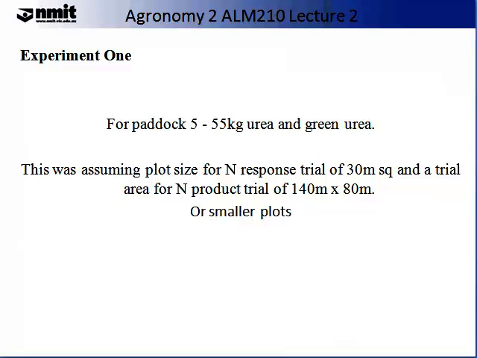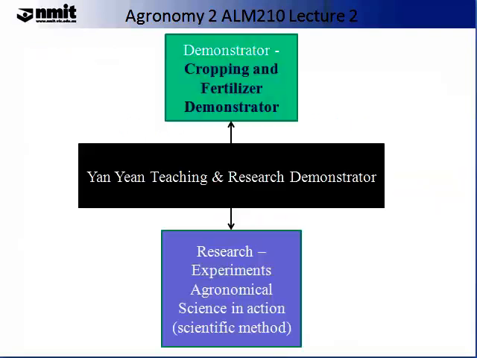In Experiment 1, Paddock 5, the recommended commercial rate for the application of urea and green urea was 55 kilograms. This was based on a 30 square metre trial area and the end product trial area of 140 metres by 80 metres or smaller plots. You should now have detailed knowledge of the setup and experimentation being conducted in Paddock 5. We will now learn about the demonstrator.